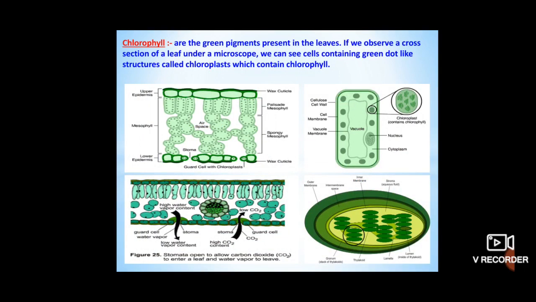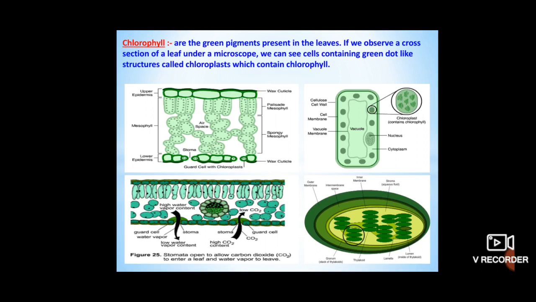Here already we know that chlorophyll is a kind of green pigment present in the leaves. So when we observe the cross section of the leaf under the microscope, we can see the cells containing green dot-like structures. That is what we say is chlorophyll.